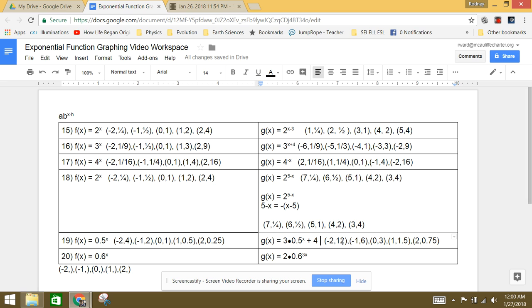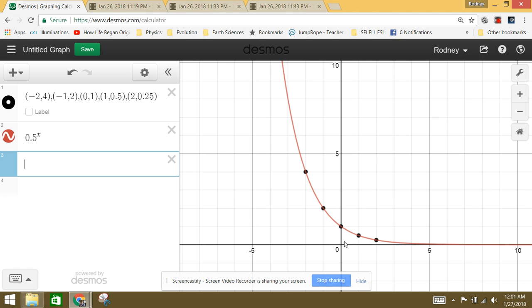This +4 is just added to my y value. On each one of these, my y value is going to go up by 4. So this is going to become 16. This will become 10. All of them are just going up by 4. And this becomes 7. And this becomes 5.5. This becomes 4.75. And we plot this on Desmos. And we'll see if it matches the function.